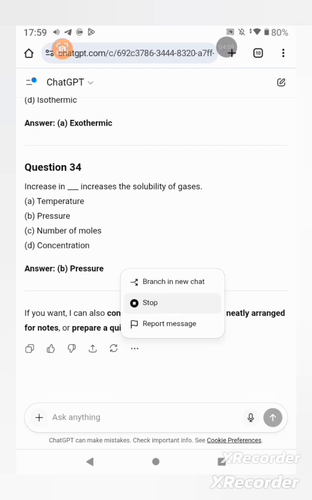Question 34. Increase in pressure increases the solubility of gases. A. Temperature, B. Pressure, C. Number of moles, D. Concentration. Answer: Pressure.